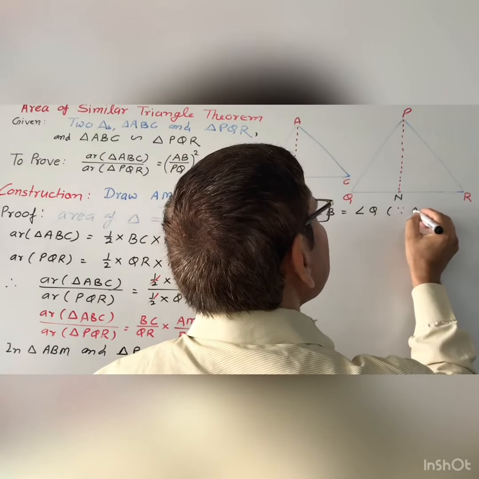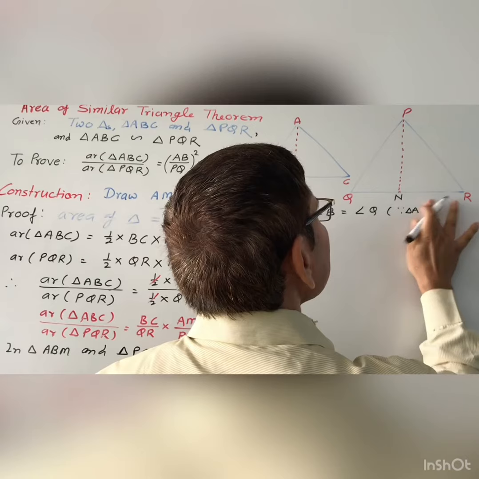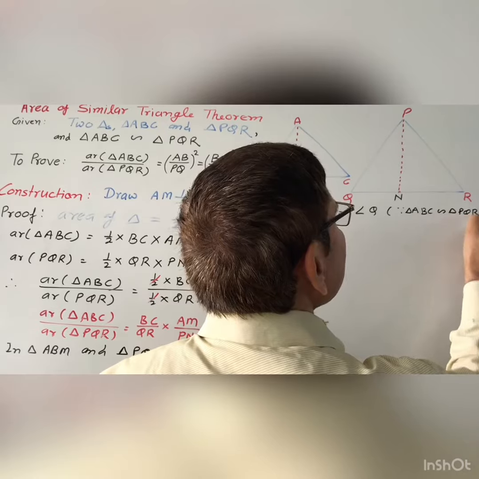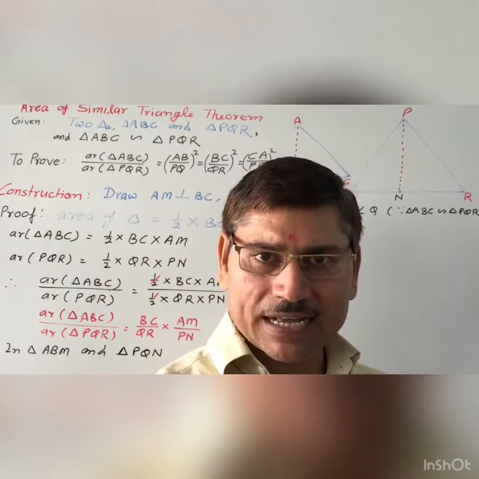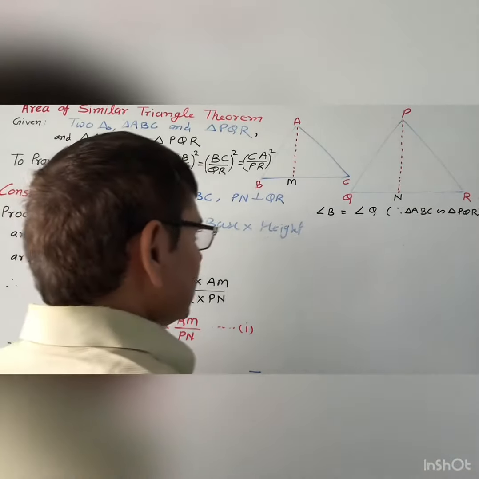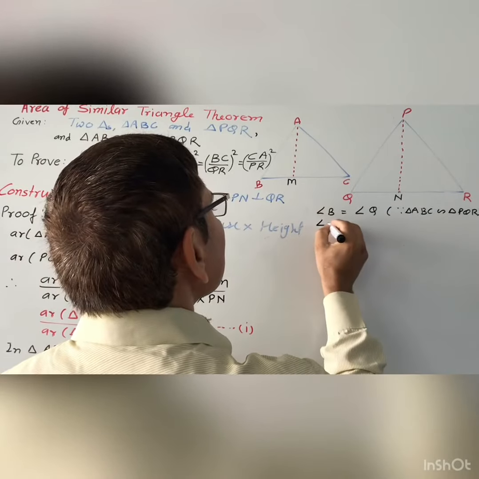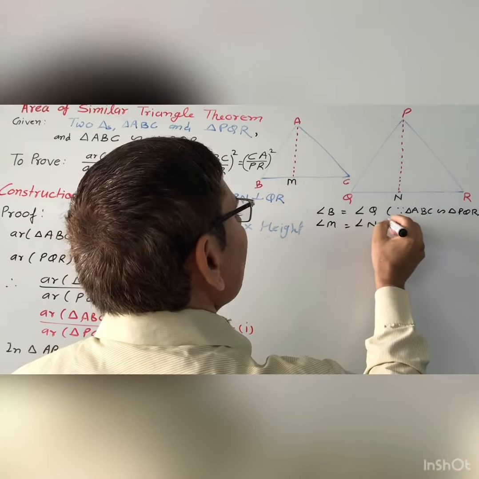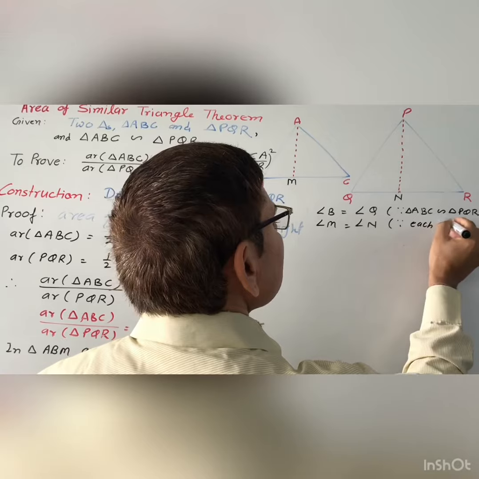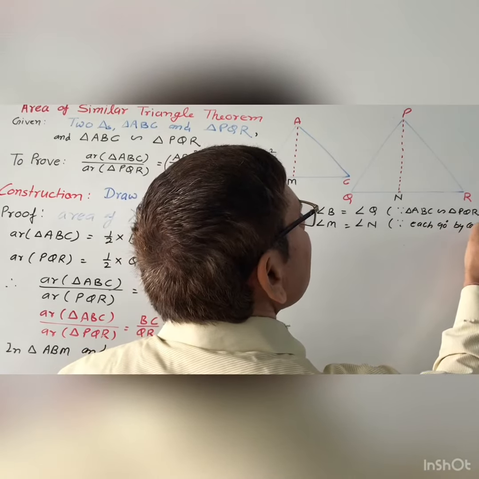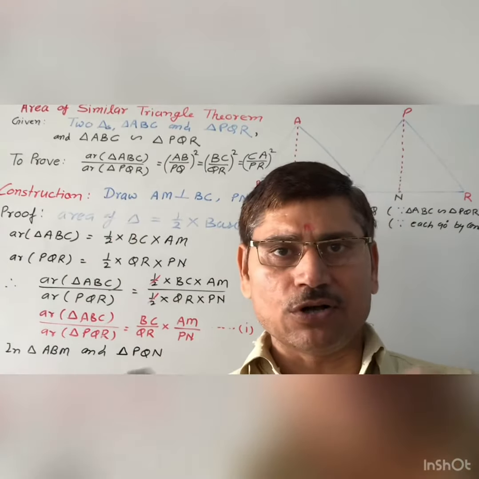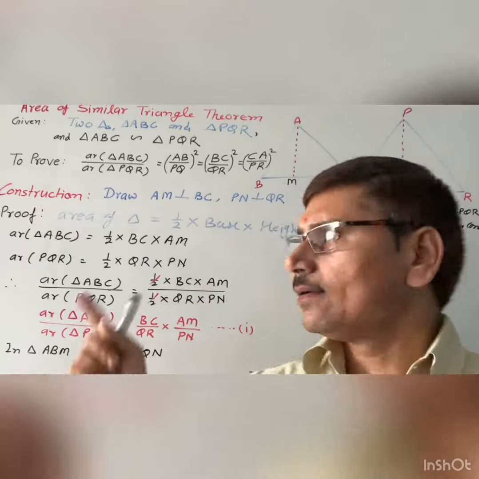Since triangle ABC is similar to triangle PQR, their corresponding angles are equal. Now you can write one more thing, that is angle M equal to angle N. Why? Because each is 90 degrees by construction, because this is the perpendicular height.